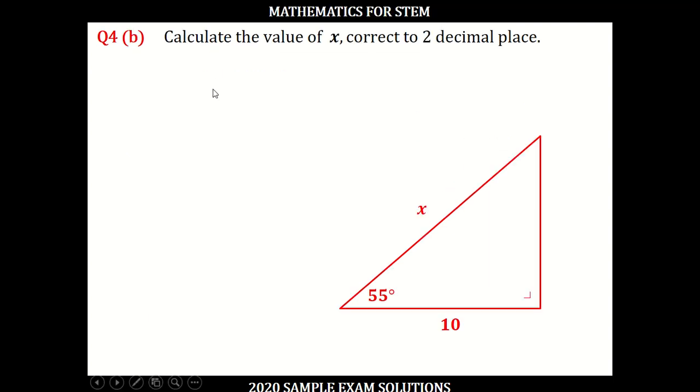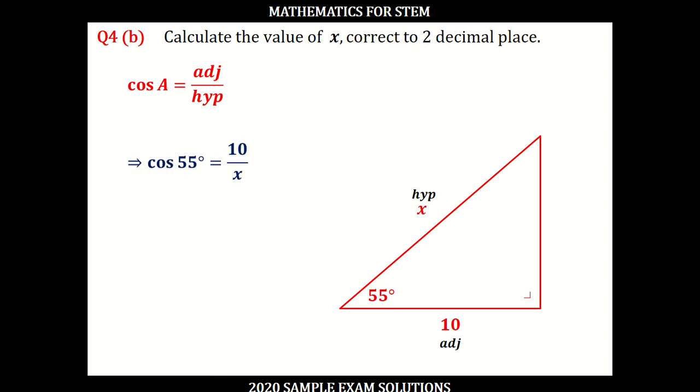In part B then, we want to calculate the value of x, correct to 2 decimal places. If this is your angle, this side is called the adjacent and this side is called the hypotenuse. So we can label this side as the adjacent and the x is the hypotenuse. Now cos uses the adjacent and the hypotenuse. So the cos of any angle is the adjacent over the hypotenuse. Here the angle is 55 degrees, so the cos of 55 equals 10 over x.